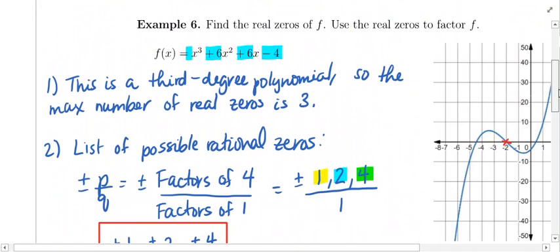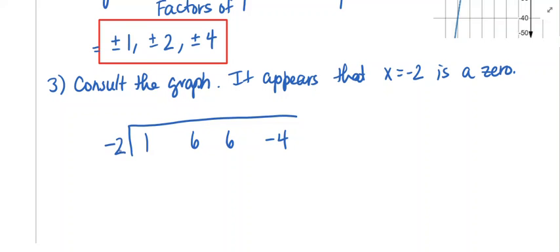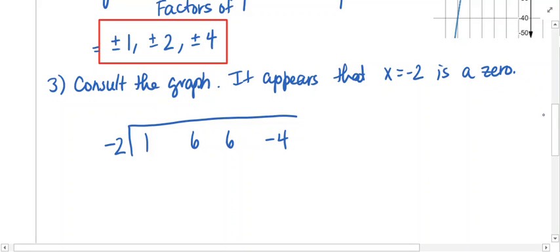And then remember, you're going to be dividing by something, and what goes out front? Well, it's going to be the number that we think is the 0, and we think -2 is the 0. If we do this synthetic division, we should get a 0 remainder, and that will confirm that x equals -2 is indeed a 0. All right, so let's do our synthetic division.